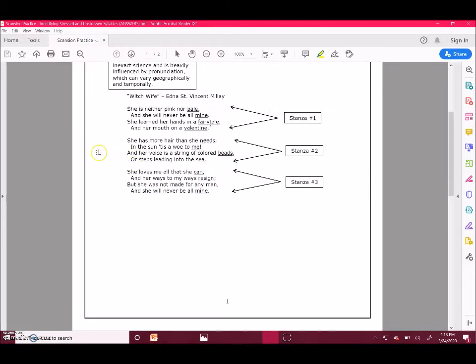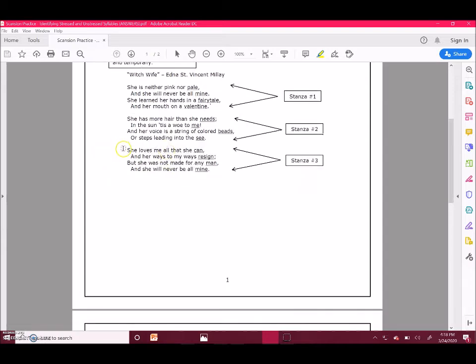Now stanza 2. She has more hair than she needs, in the sun 'tis a woe to me, and her voice is a string of colored beads, or steps leading into the sea. She loves me all that she can, and her ways to my ways resign. But she was not made for any man, and she will never be all mine.